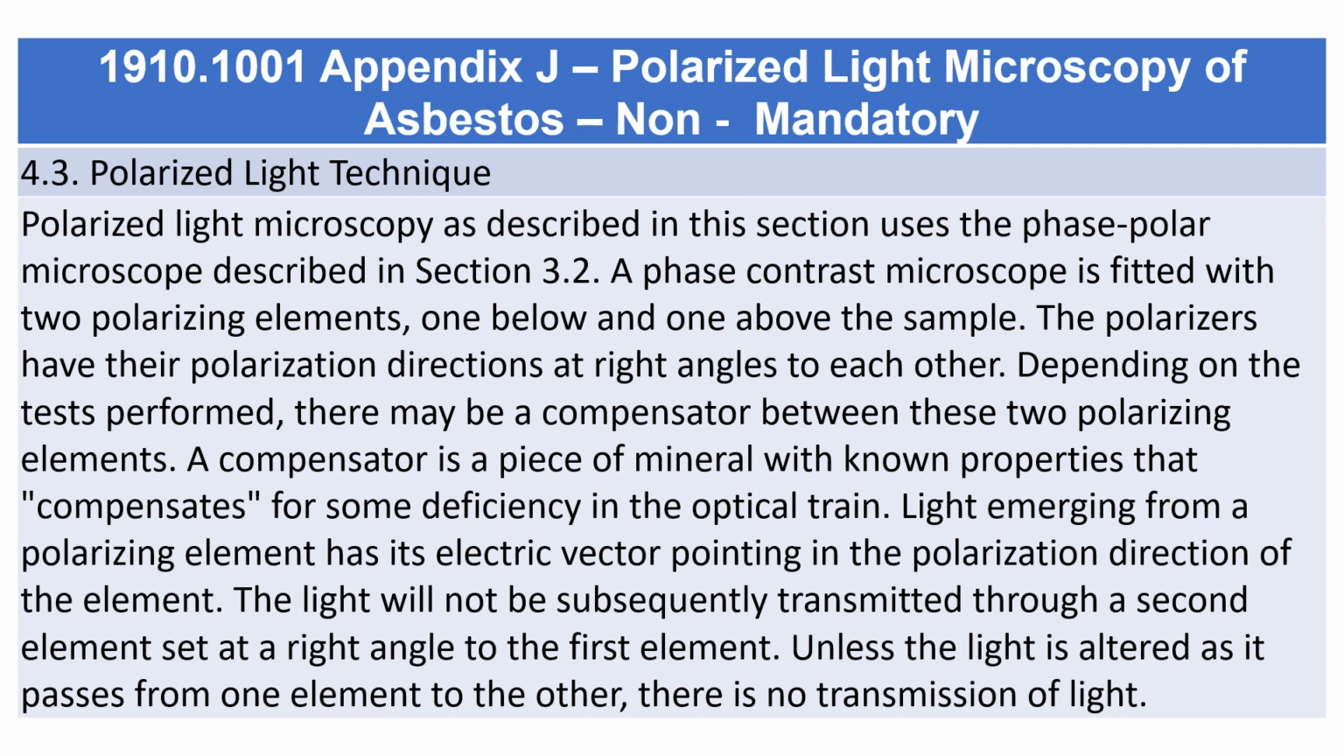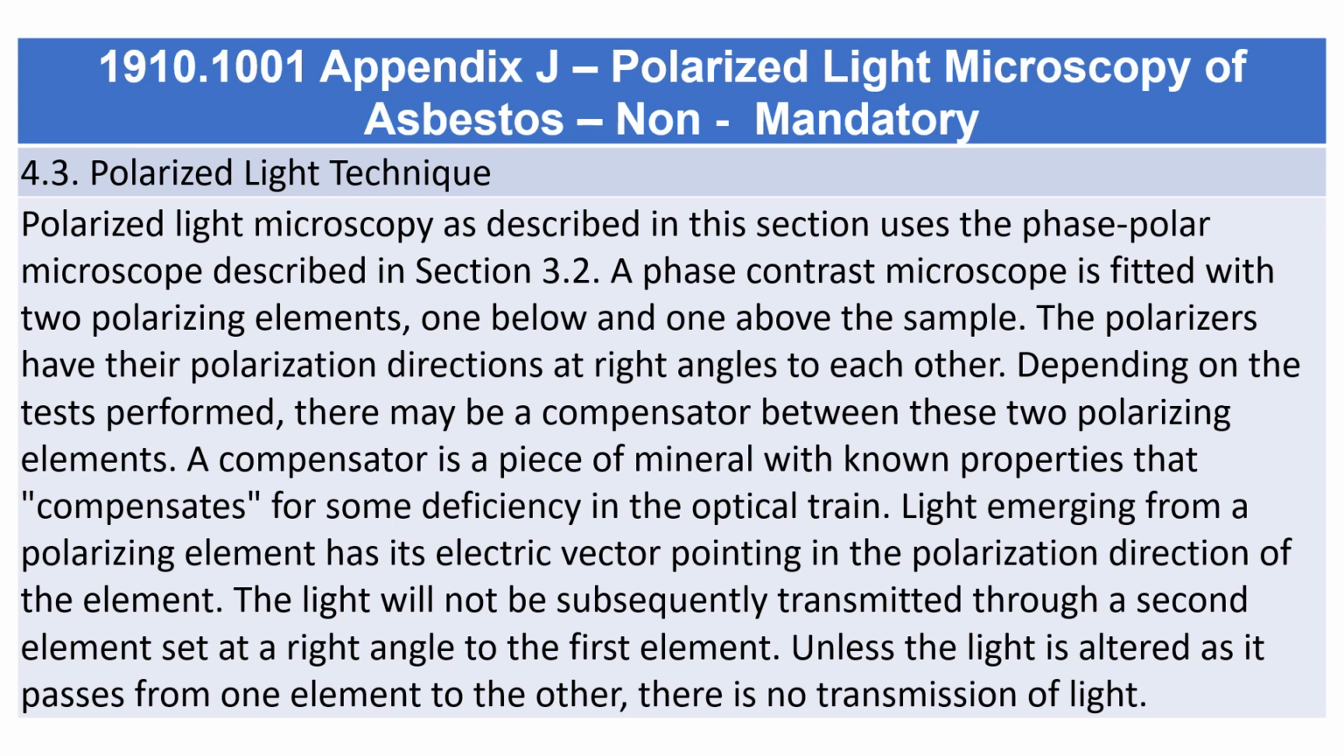Depending on the tests performed, there may be a compensator between these two polarizing elements. A compensator is a piece of mineral with known properties that compensates for some deficiency in the optical train. Light emerging from a polarizing element has its electric vector pointing in the polarization direction of the element.